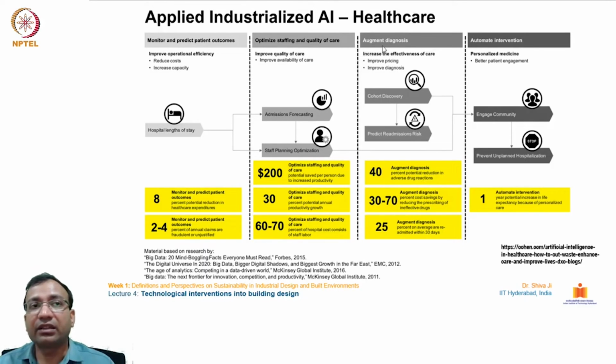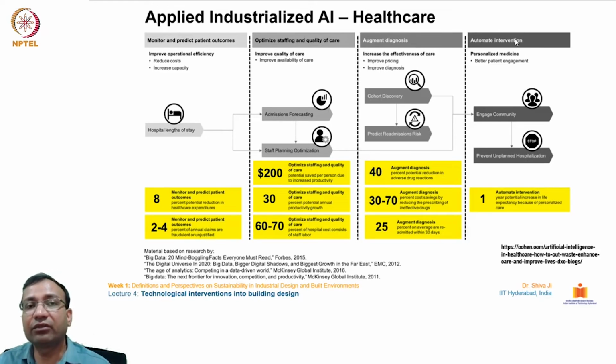So here if you see in the augment diagnosis stage, increase the effectiveness of care. So improving diagnosis, which will result from initiatives like cohort discovery and predicting readmission risks, if there are any. So this model helps in understanding the conditions of the patient, and in what ways the hospital may have to deal with them if the situation improves, or if the situation doesn't improve, if they need readmission or something.